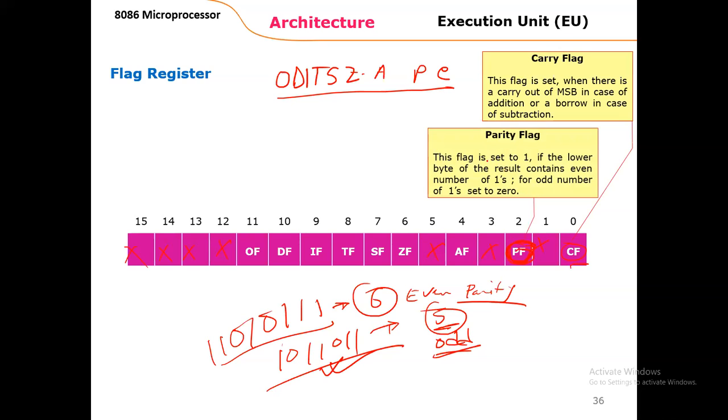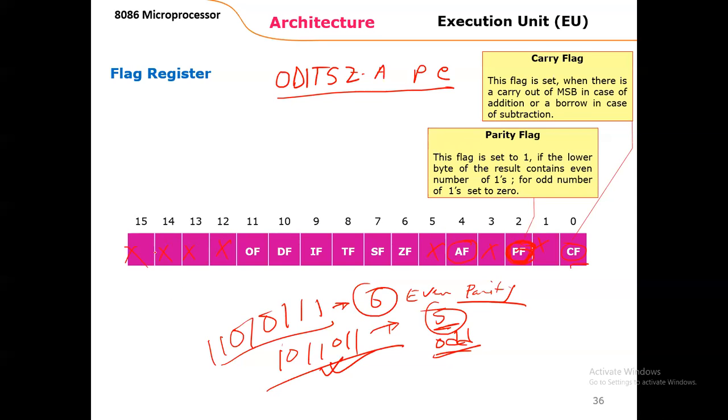This is the parity flag. If it is high, then the number is even. If it is low, then the number is odd. Then this is the auxiliary carry. After a 4 bit carry, this is called auxiliary carry.